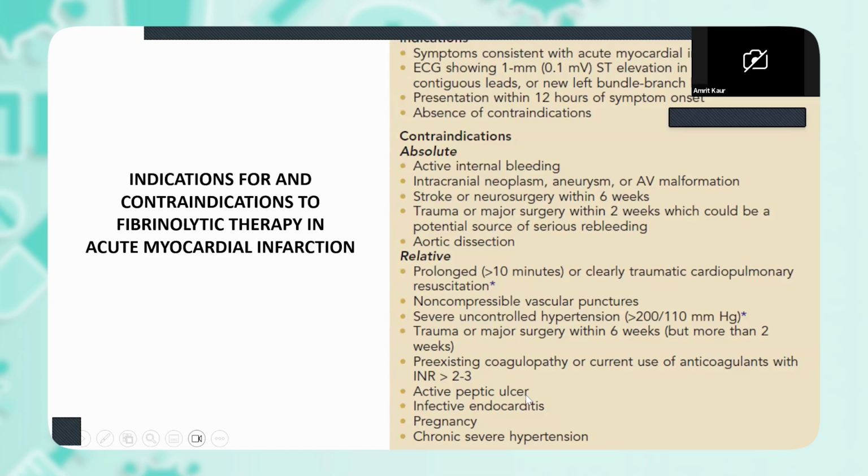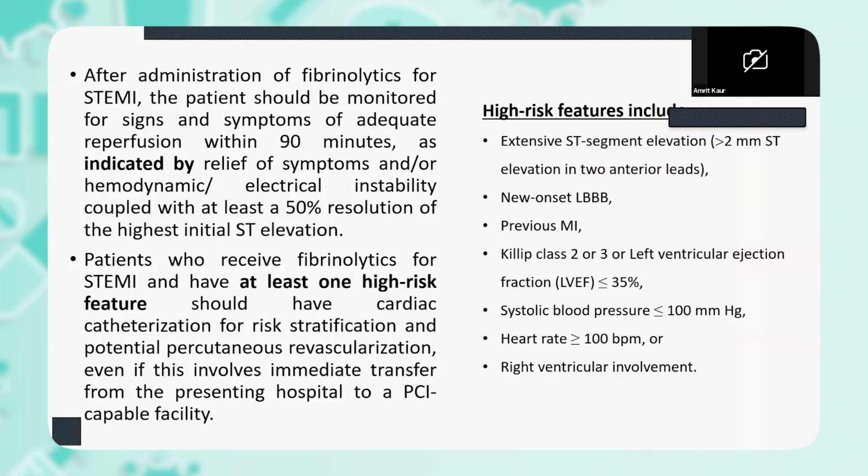Relative contraindications would be a very high blood pressure. This is commonly seen, more than 200 by 110, an INR of more than 2 to 3, and the use of treatment dose anticoagulants, not prophylactic, but treatment dose anticoagulants. We try not to thrombolize these patients. And obviously, this is for STEMI. We do not thrombolize patients with NSTEMI. So ST elevation and left bundle branch block, we need to thrombolize these patients.